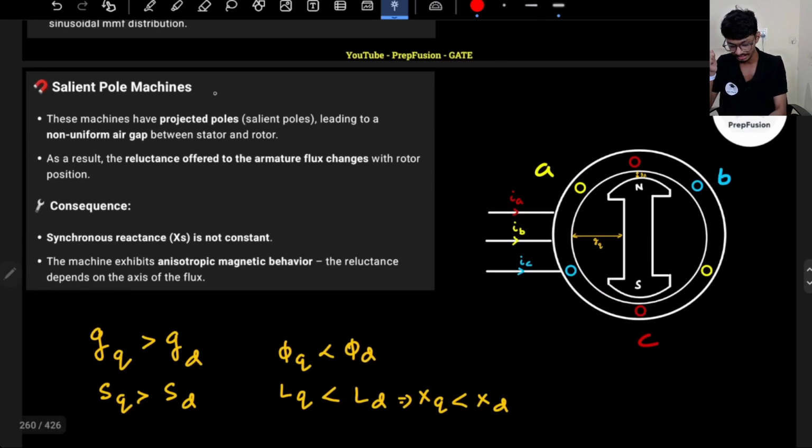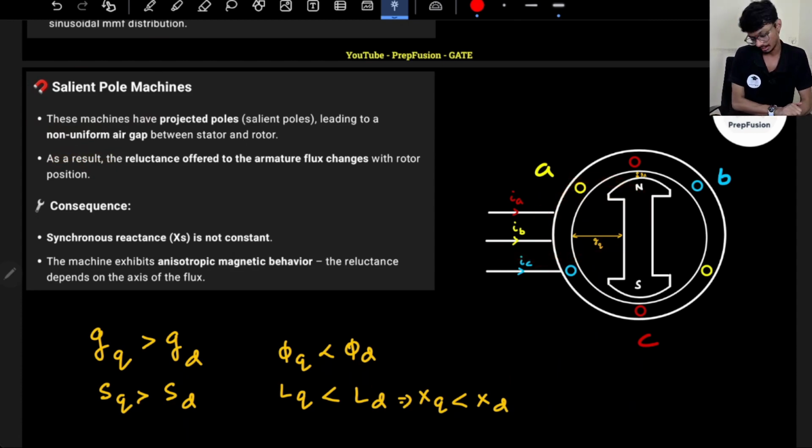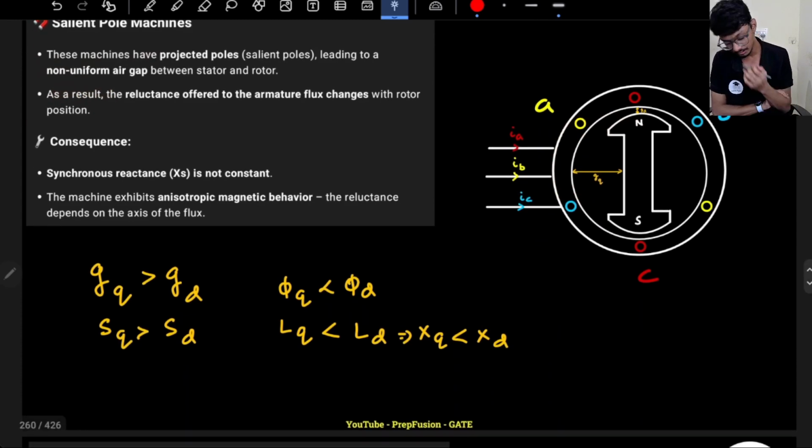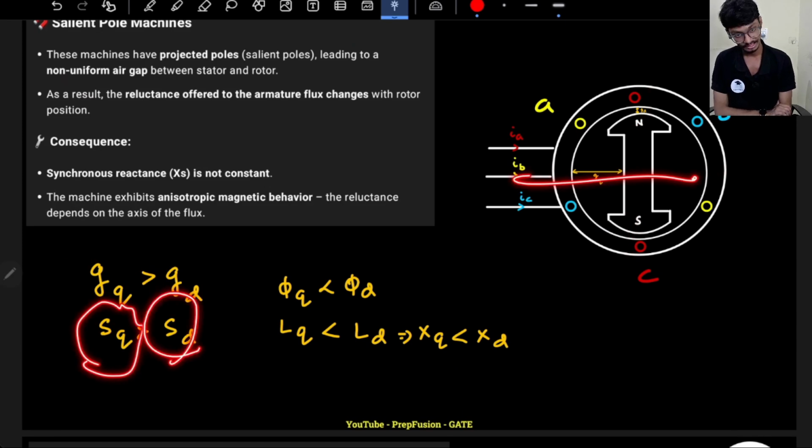But in case of a salient pole machine, the reactance is different because there is non-uniform air gap. Basically the air gap is not same, right? If the air gap is not same, that means it is a non-uniform air gap, correct? So the consequence of this is my air gap of the q axis, basically perpendicular to the direct axis, will be higher than the air gap of the direct axis, right? So GQ will be higher than the GD. So my reluctance of q axis will be higher than reluctance of d axis.